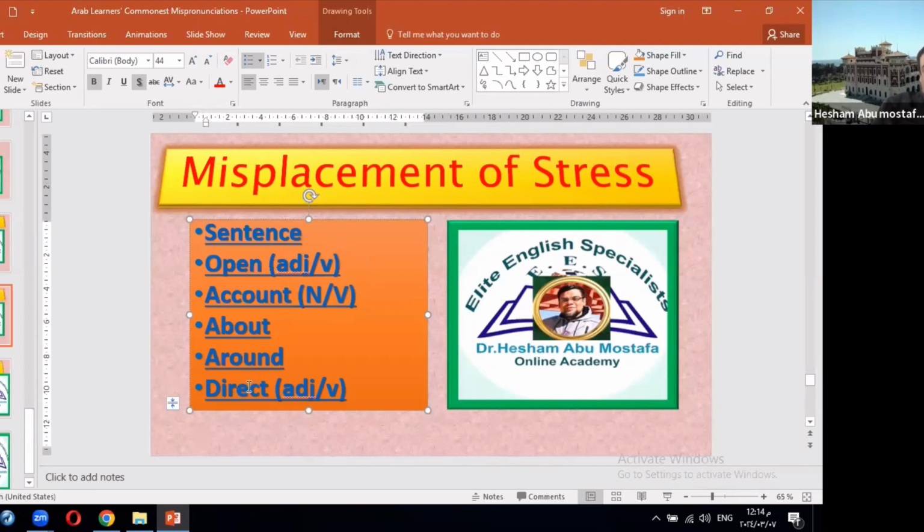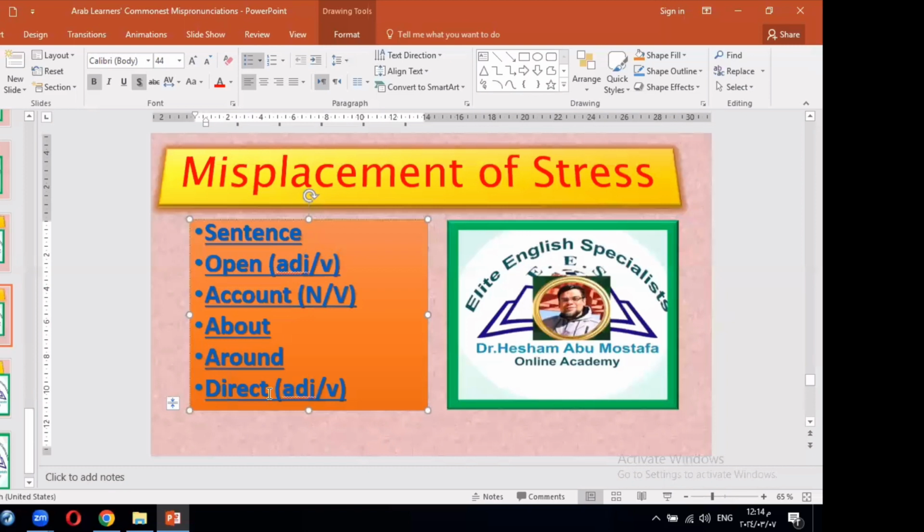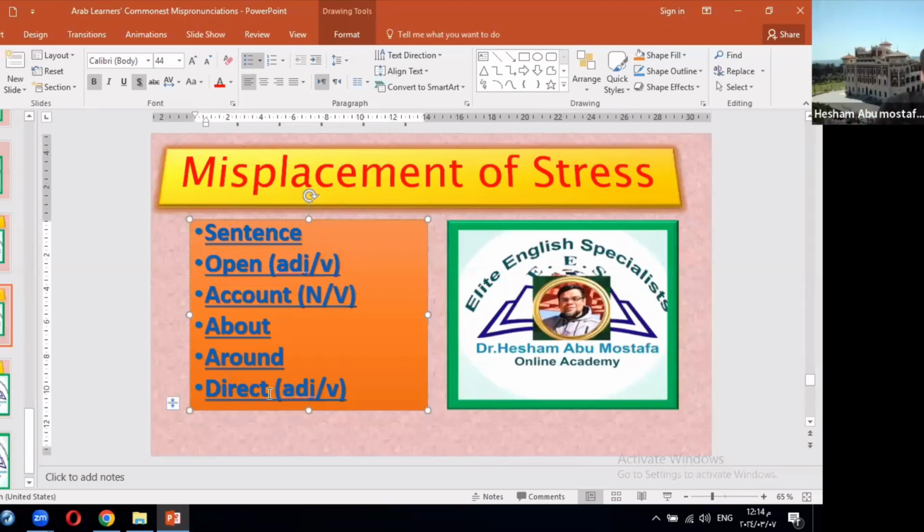Direct or direct. The stress is on the second syllable, whether it's a verb or an adjective. Both of them are correct. But direct is not correct. Okay, stress is not on the first syllable. Whether it's an adjective or a verb, it's not a must to change the place of the stress when you change the part of speech.